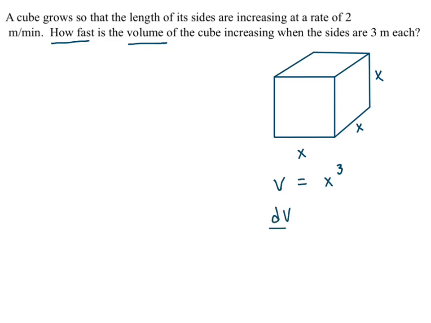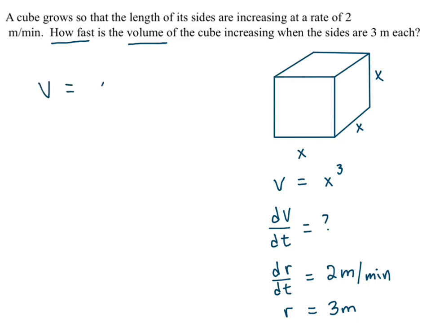So they want me to find dV/dt. That's the thing they're having me look for, how fast the volume of that is changing. They give me dx/dt, how fast the side length is changing. That's changing at a rate of 2 meters per minute. And then specifically when the side is 3. So let's go ahead and take the derivative of our volume formula with respect to t.